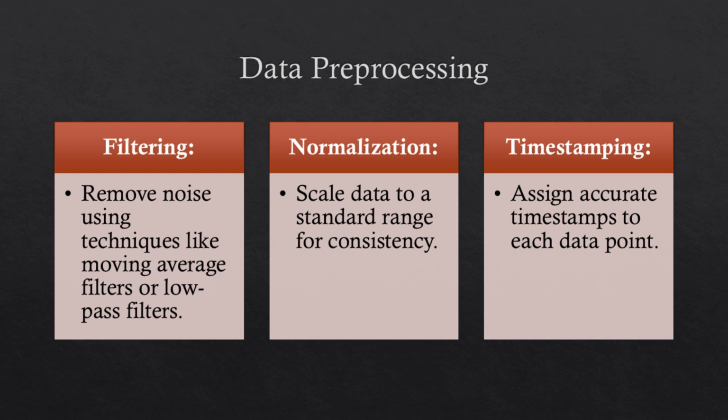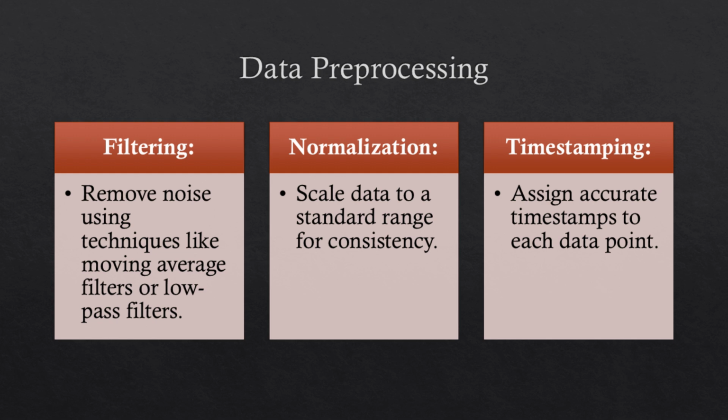This involves several key techniques. Filtering: we remove noise from the data using methods like moving average filters or low-pass filters. This smooths out transient fluctuations and highlights the underlying trends. Normalization: data is scaled to a standard range, ensuring consistency across different sensors and units of measurement. This is essential for accurate comparisons and analyses.